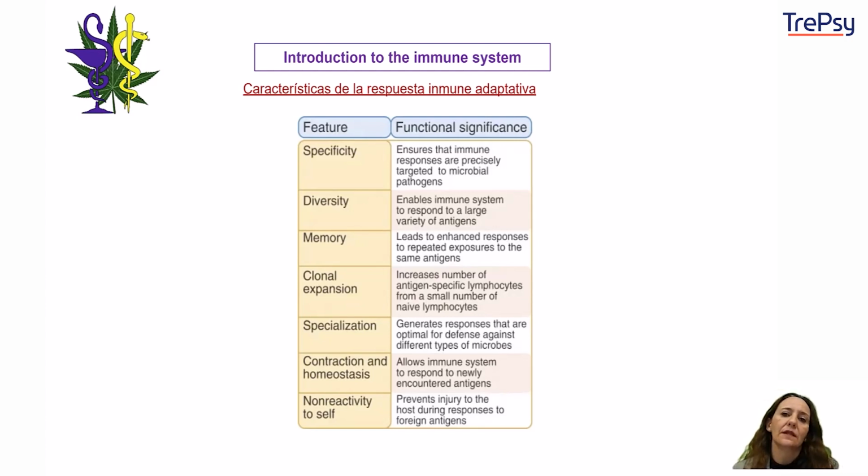And also the adaptive immune response has the ability to contract and reach homeostasis. So this allows the immune system to respond to newly encountered antigens. And the most important thing of all is that we don't have a reaction against ourselves. So this is another ability, non-reactivity to self. This prevents injury to the host during responses to foreign antigens.